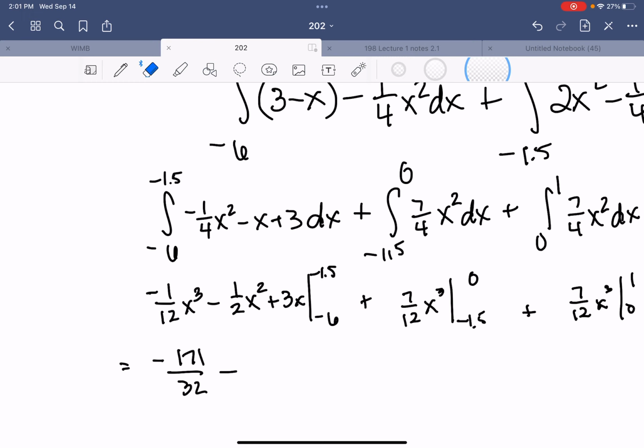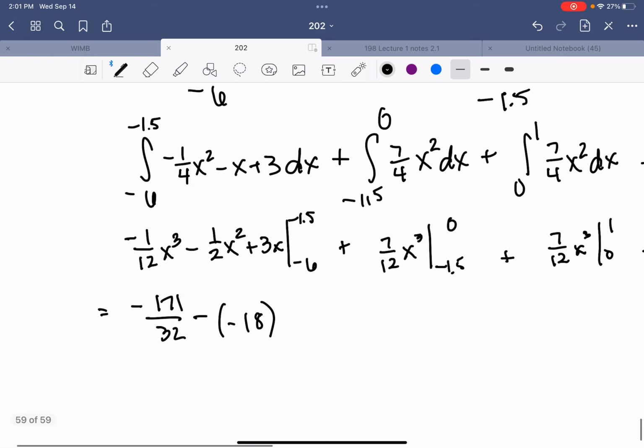Now I'm going to change this to a 6. So we're taking -6 and plugging it in. And we get -18. All right, which that should be a positive value. Okay, so that's good. So we have that as our first integral, plus.